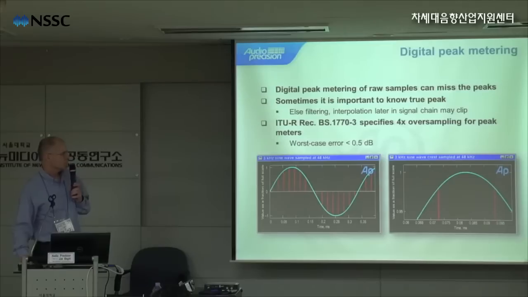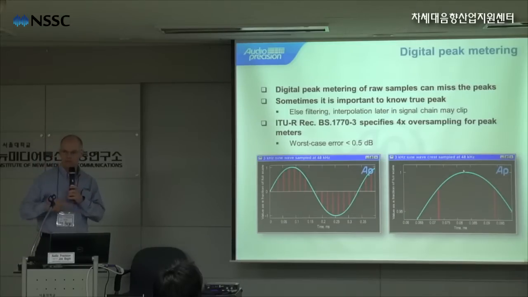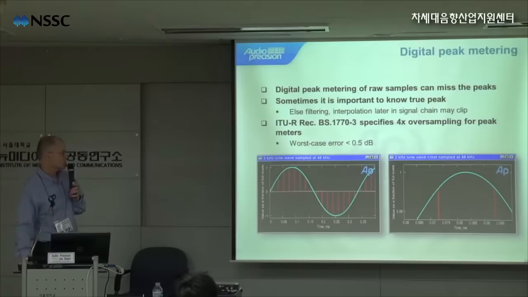Another thing to note is in terms of digital peak metering, here we're sampling the waveform at these sampling instants. And in some cases, the signal actually goes higher between the sampling instances. Therefore, we can have an error in the estimate of the peak value of the signal in the digital domain. So sometimes it's important to know the true peak, otherwise filtering and interpolation later in the signal chain may cause it to clip, causing distortion.